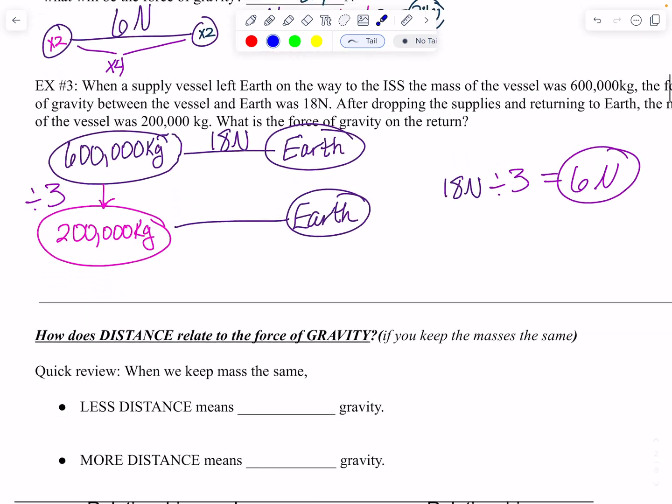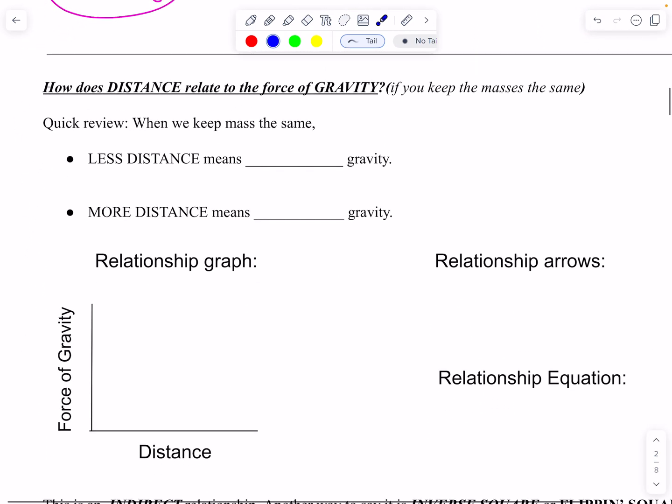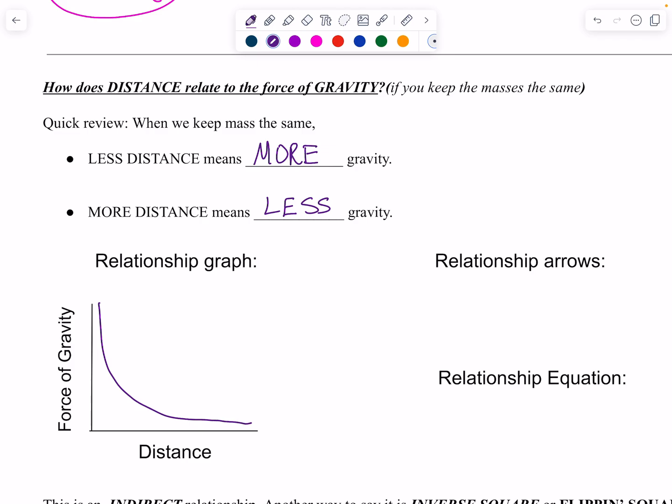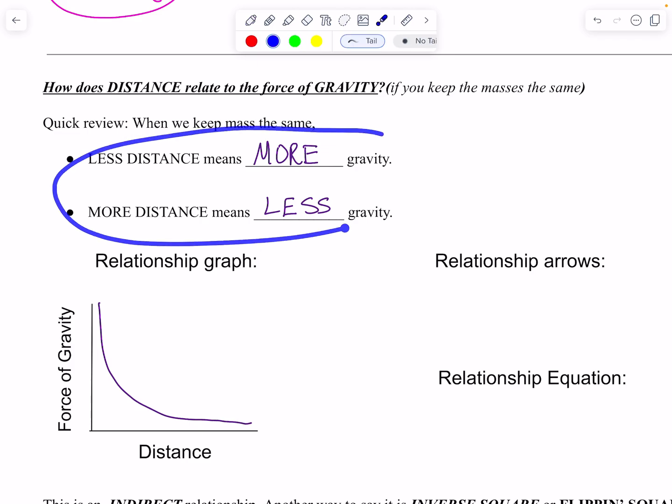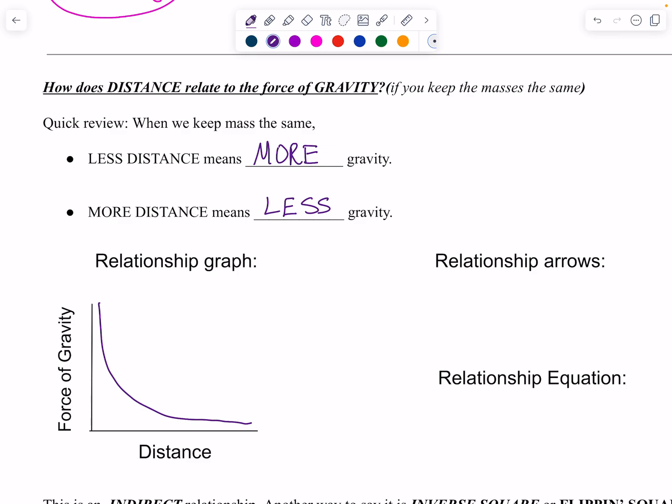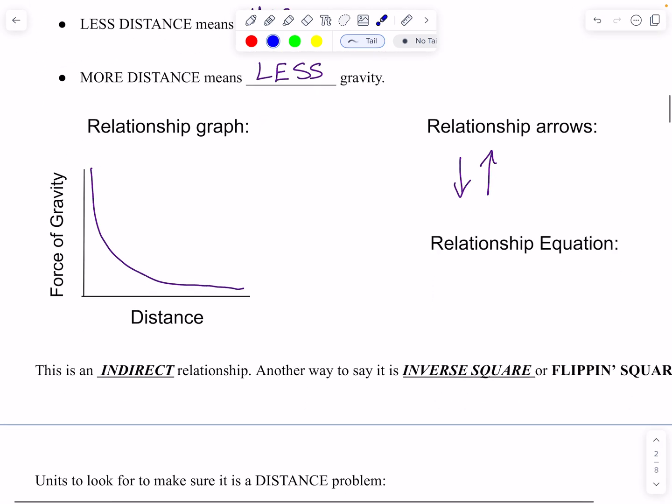All right, so that's your mass examples. Distance, on the other hand, we discovered was a little different, right? We figured out less distance meant more gravity, and more distance meant less gravity. And we had a graph shape that looked like that. And so if I think about this relationship right here, less distance means more gravity, or more distance means less gravity. So that is called an indirect relationship when those arrows go in opposite directions.